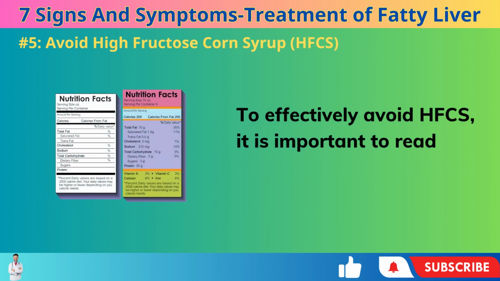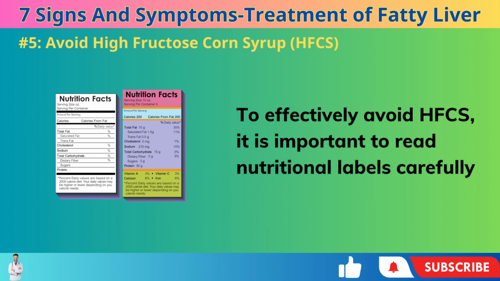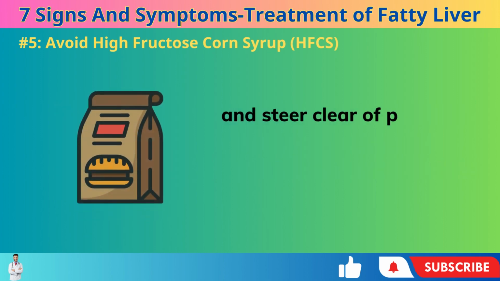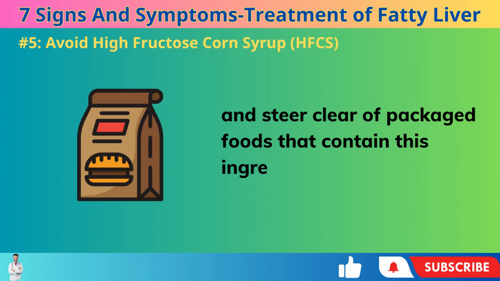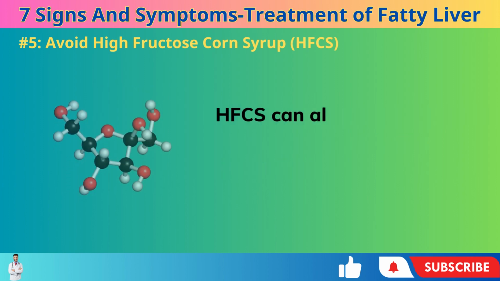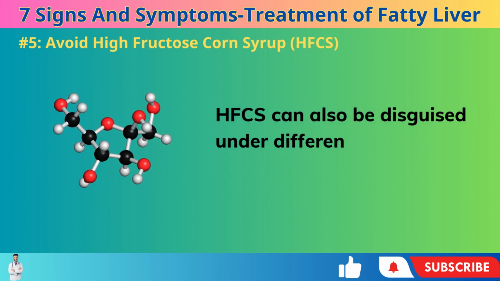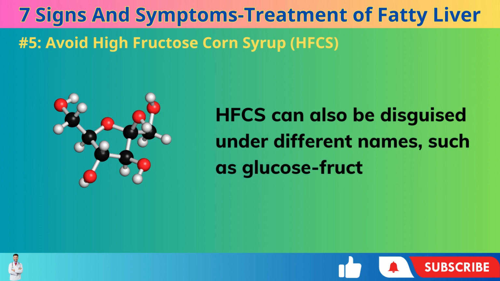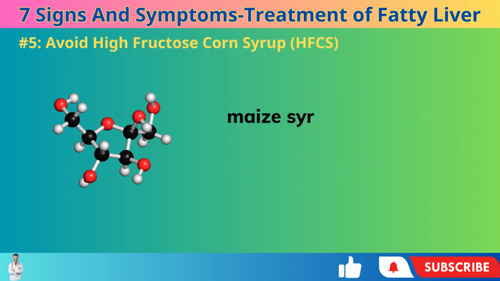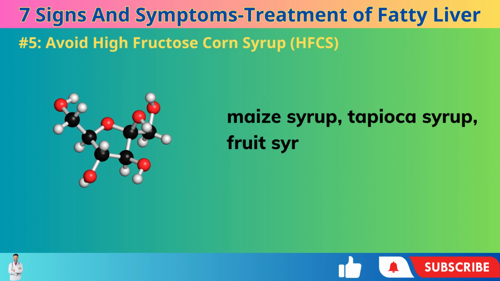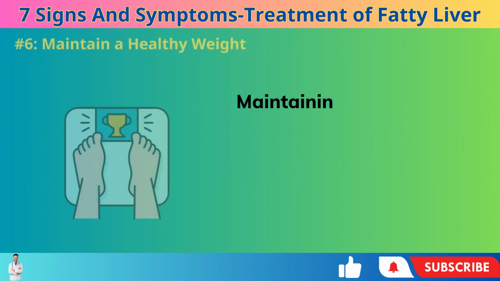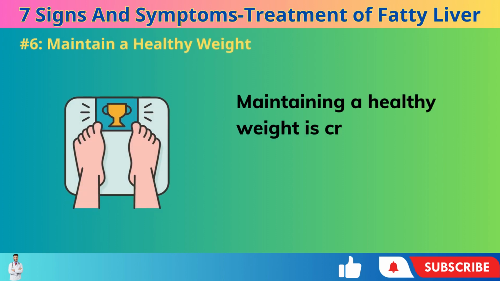To effectively avoid HFCS, it is important to read nutritional labels carefully and steer clear of packaged foods that contain this ingredient. HFCS can also be disguised under different names, such as glucose-fructose syrup, maize syrup, tapioca syrup, fruit syrup, and crystalline fructose. Number 6. Maintain a healthy weight.